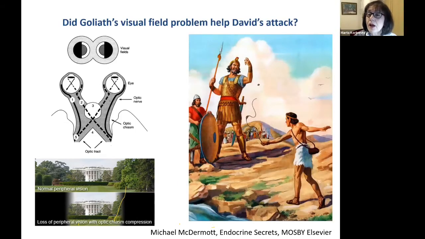So coming back to Goliath, if he indeed had a pituitary tumor, which caused his gigantism, maybe the tumor caused him to have what we call tunnel vision, and that helped David to come from the side and kill him with his stone. Of course, this is just a theory.